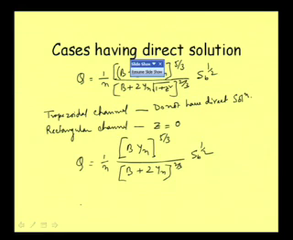Because of that, this formula, that means for rectangular channel also we cannot have a direct solution, as we cannot separate it out. So, what we mean is that this does not have direct solution. We can write that this does not have direct solution.